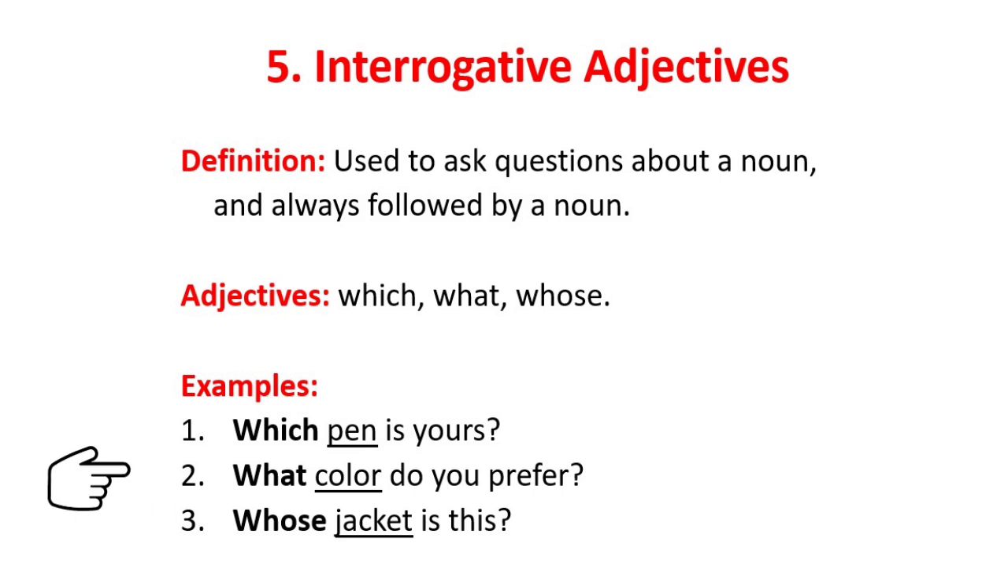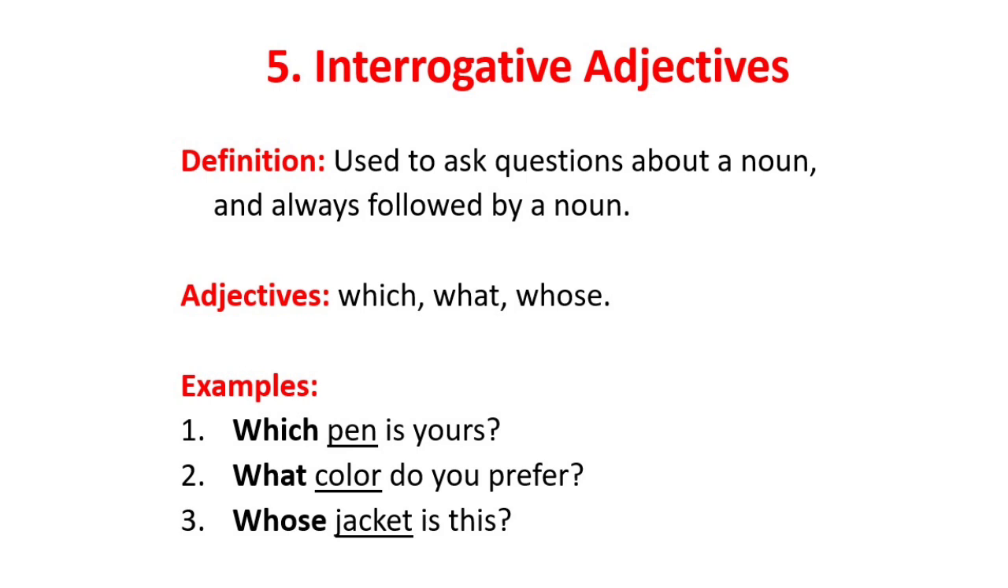So see the second sentence, what color do you prefer? Here what is an interrogative adjective and color is a noun. See the last sentence, whose jacket is this? Here jacket is a noun and just before that we got a wh word, that is whose. So here it is also an interrogative adjective. So it is very simple to remember, whenever any interrogative word is coming before a noun, it becomes an interrogative adjective. Okay, this is how you have to remember. Even we have seen interrogative pronouns, but in the interrogative pronouns this wh word, or you can say interrogative word, doesn't come before a noun. Okay, that is the difference.